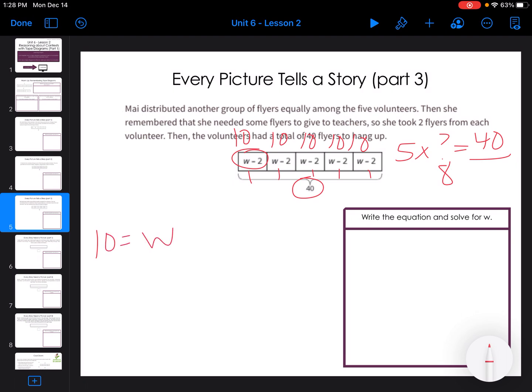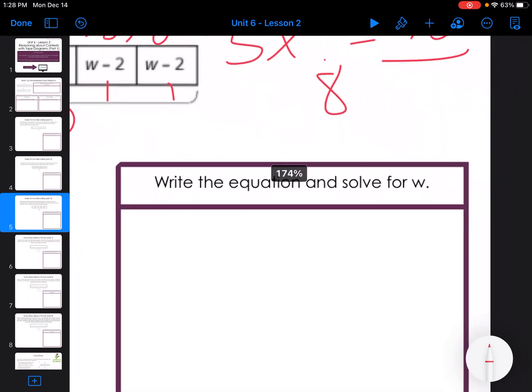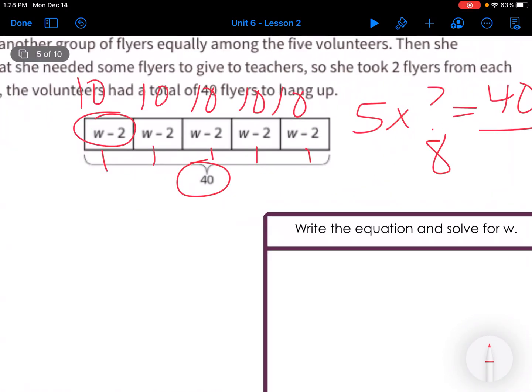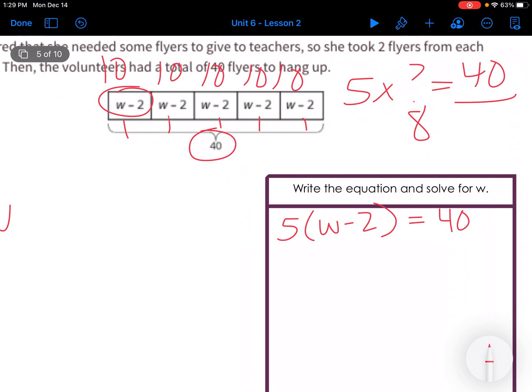Because I was trying to work backwards. So now they want an equation. So I can say 5 groups of W minus 2 equal 40. So I'm going to use the distributive property. And remember, we learned this last year. So 5W and then 5 times a negative 2. So that's going to be a negative 10. It's going to equal 40.